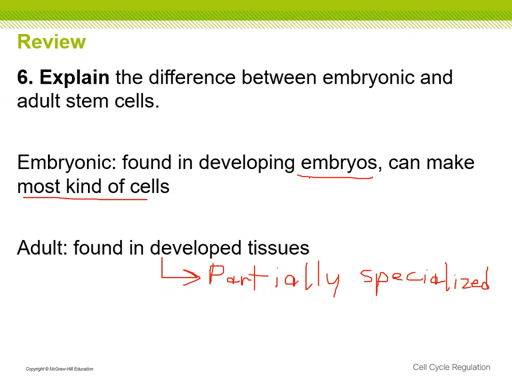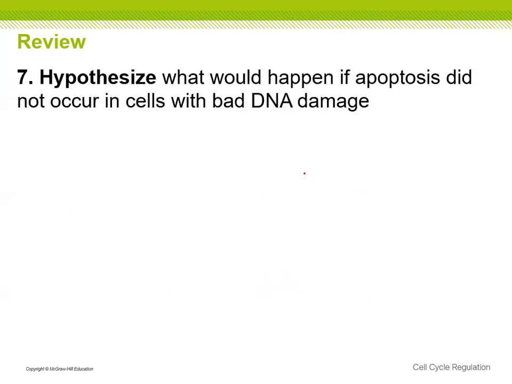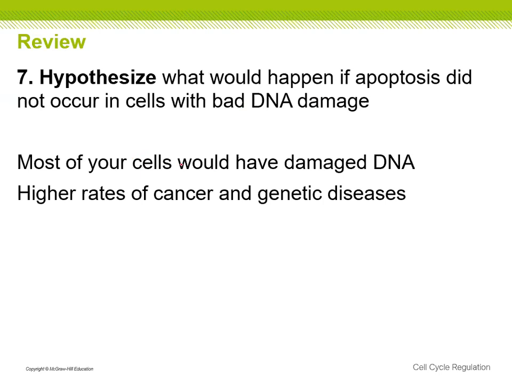Yes. So which kind of leads us into our last one here: this apoptosis, that planned cell death. What happens if that doesn't occur? Most of your cells would have the damaged DNA. It then replicates that damaged DNA. You get higher rates of cancer and genetic diseases. So when you get a sunburn, your skin turning red and peeling and falling off is the cells actually dying. And that's programmed. Your body's doing that on purpose. There's too much damage. We want to get rid of these cells.